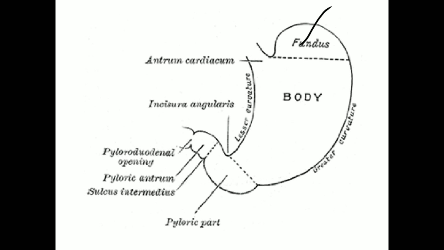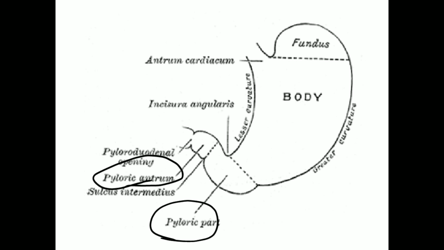Next, if you look, this is called the pyloric part. The pyloric part is divided into the pyloric antrum and the part which opens into the duodenum, called the pyloric canal. So the pyloric part is divided into two parts: the pyloric antrum and the pyloric canal. So these are the external features of the stomach.